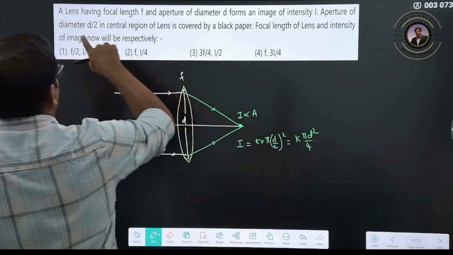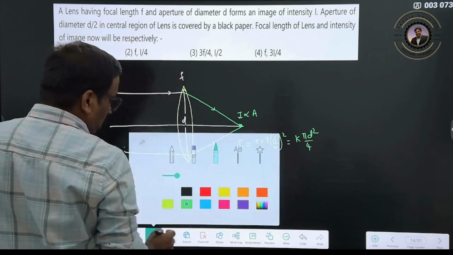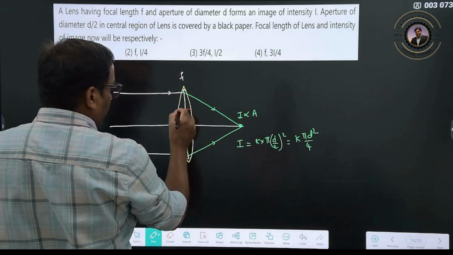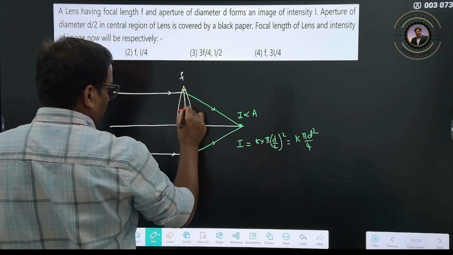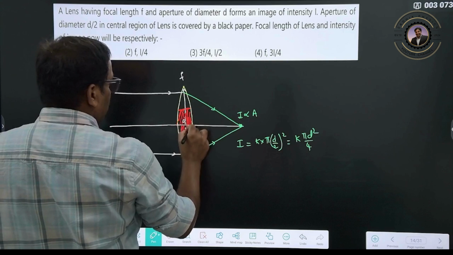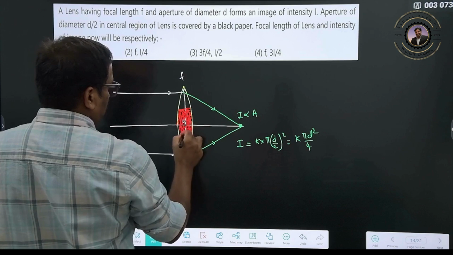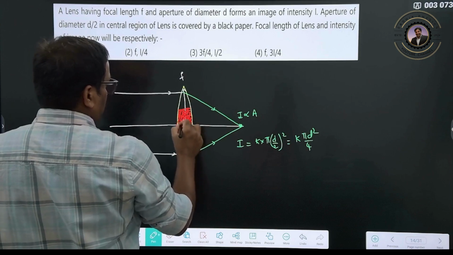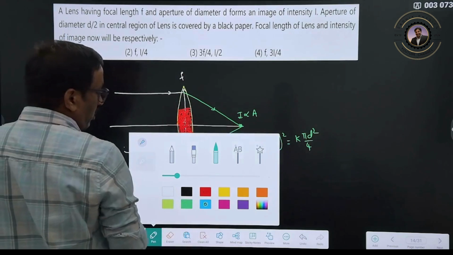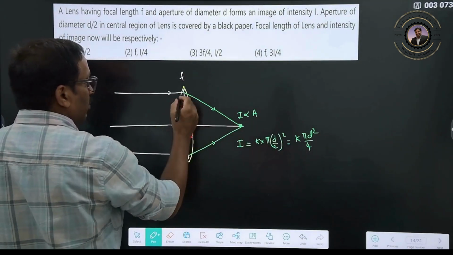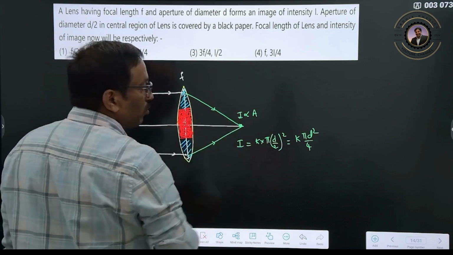But here the aperture of diameter d by 2 in the central region of the lens is covered by black paper. That means some central part of this was covered by black paper. Through this covered part light rays will not pass. Through which region will light rays pass? Through this outer region, the light rays will be able to pass through.